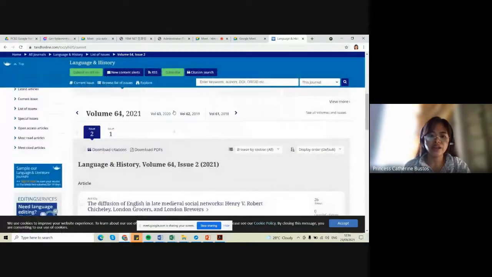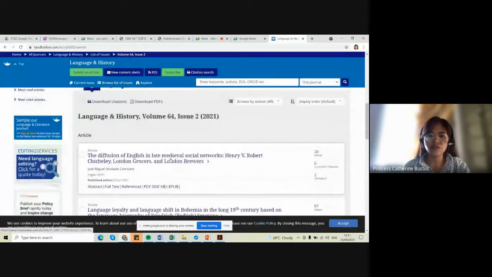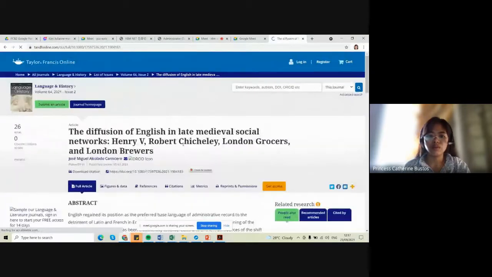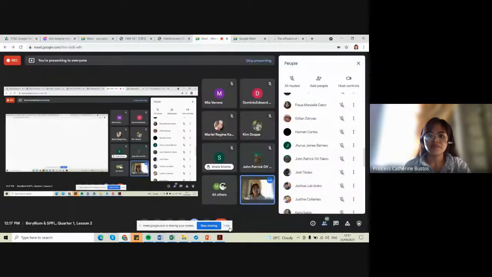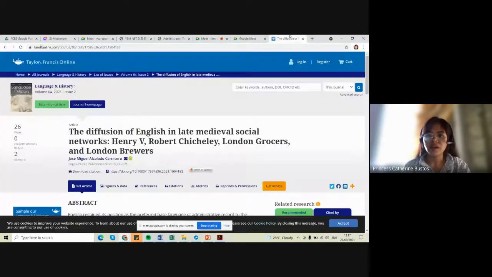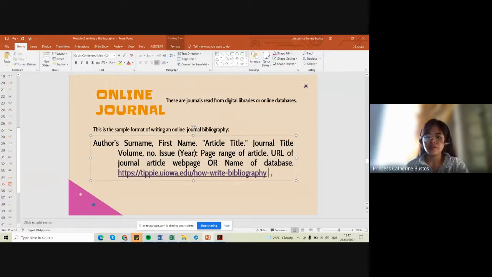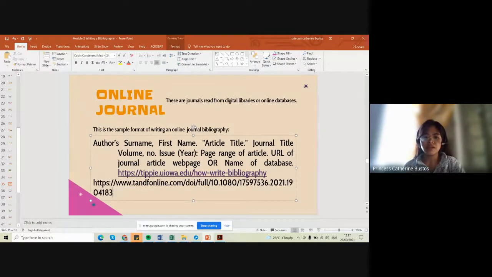So you can see here, there are a lot of journals and you have to open them and download. Okay, there you go. Okay, and then let's go back. If we need to include the URL, you just need to highlight this one. Highlight here at the top. Then Control A, copy. And then you paste it here. Okay.